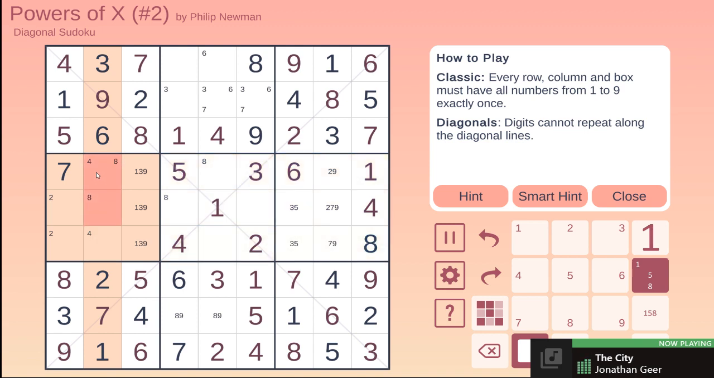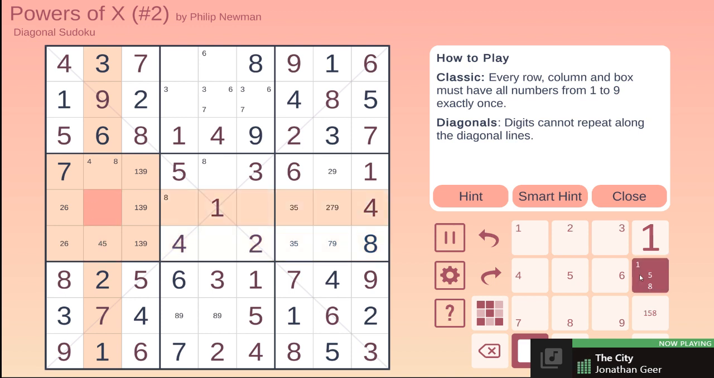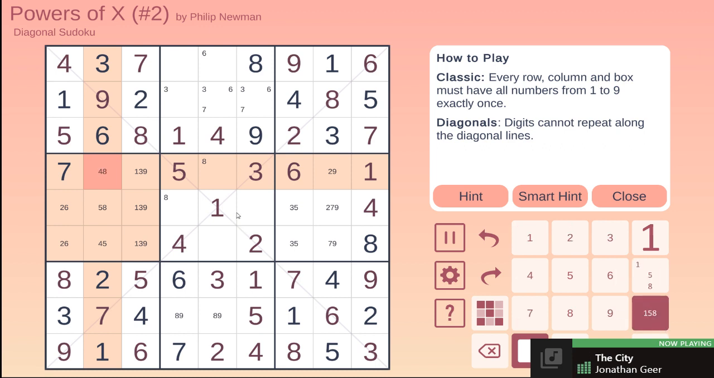What else is missing from this column? 1, 2, 3, 4. There's a 5 missing. 5 has to be in one of these two. Okay. So, what is missing from this column? 1, 2, 3, 4, 5, 6. 6 is missing from this column. Okay, so this is a 2-6 pair. This is a 4-5, 5-8, and a 4-8. Great.